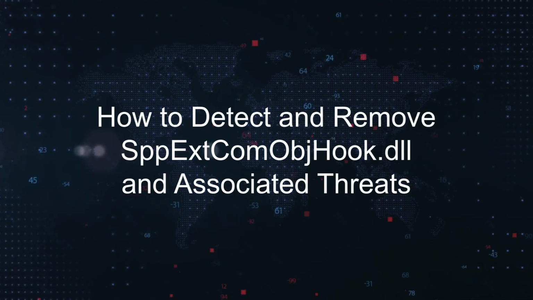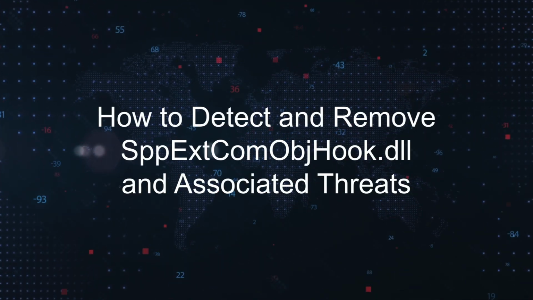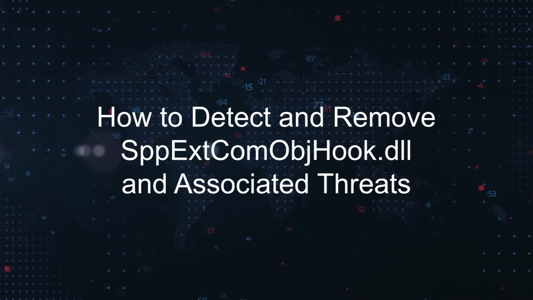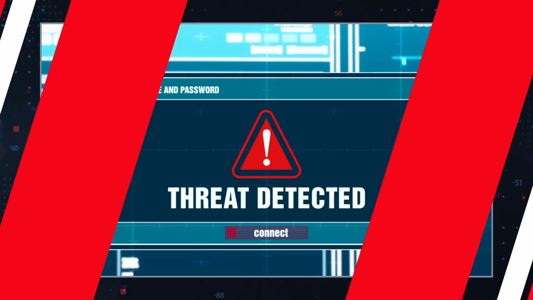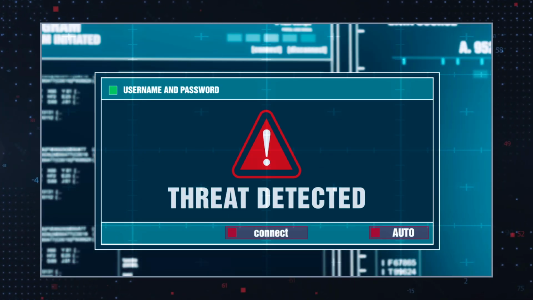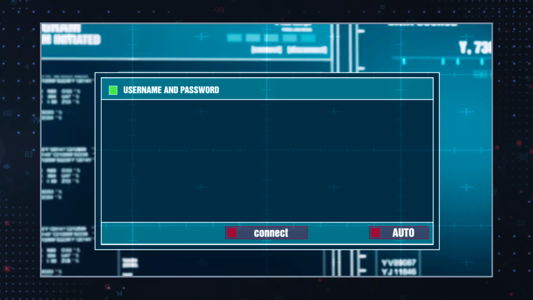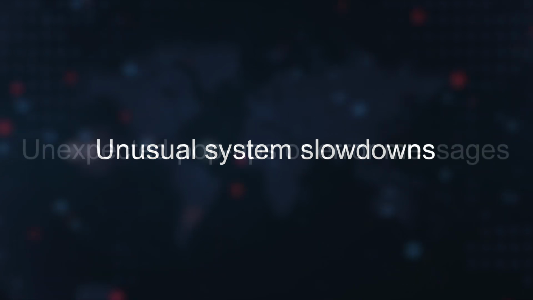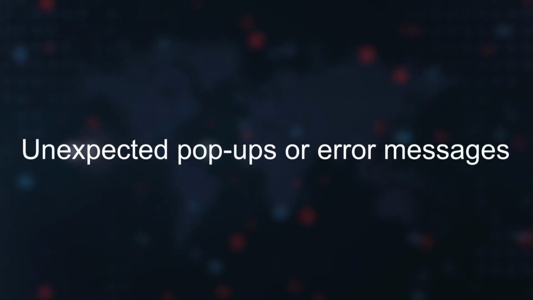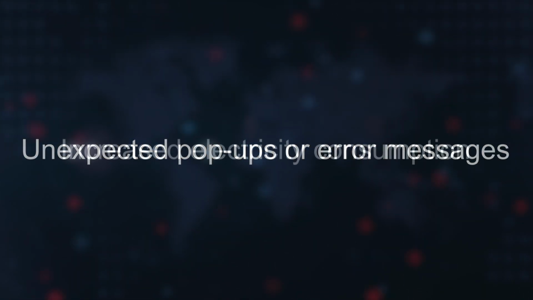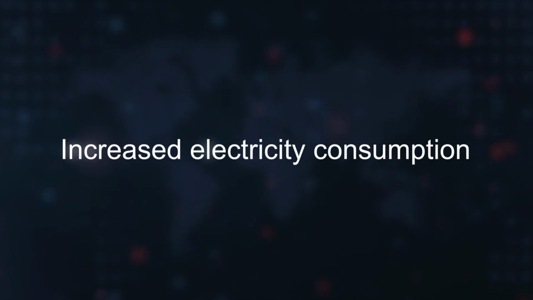How to detect and remove SppExtComObjHook.dll and associated threats. Detecting SppExtComObjHook.dll and related threats requires vigilance. Common signs of infection include unusual system slowdowns, unexpected pop-ups or error messages, increased electricity consumption.